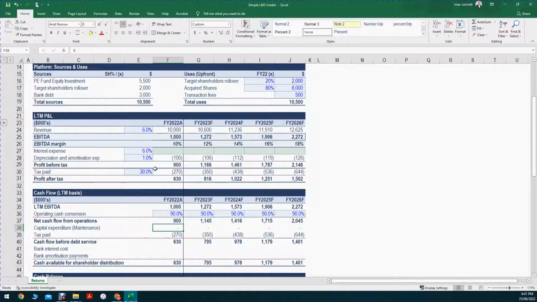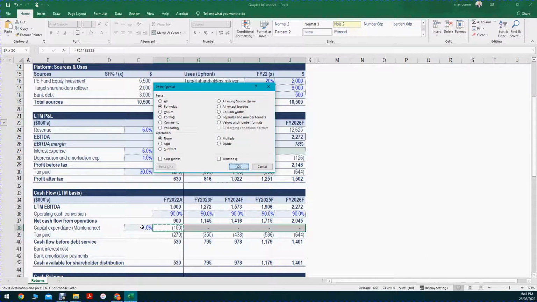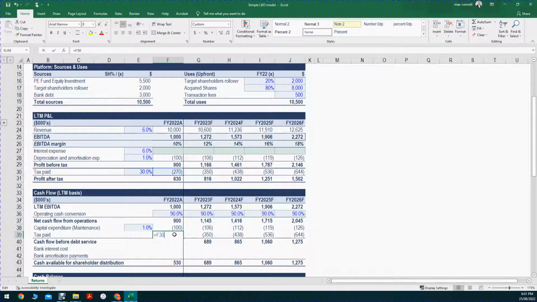Now for this business, we're going to assume also 1% of revenue. So we're going to go negative revenues up here times, I'm going to hard code, I'm going to fix this one here and bring that across. We already know what the tax paid amount is. It's 270. Okay, so that's already flowing through, and tax paid is a cash item. So we do need to factor that in. So as we can see, we now know what our cash flow is before we service any debt.